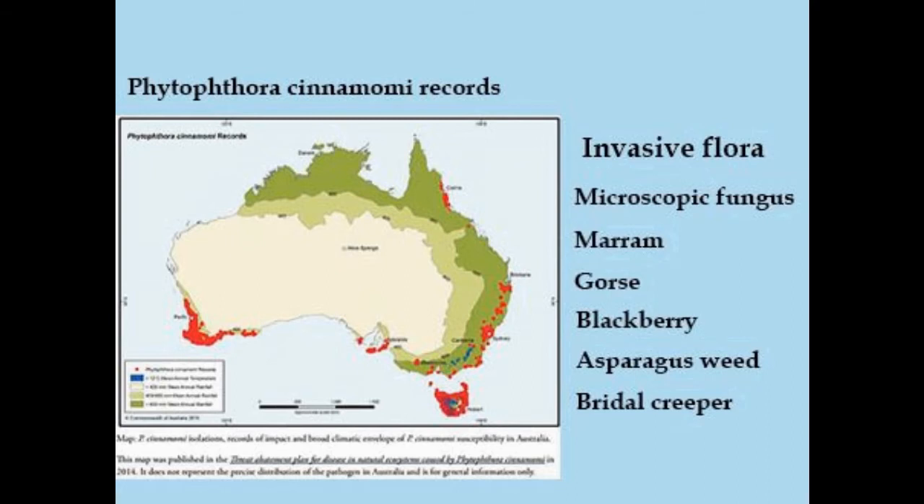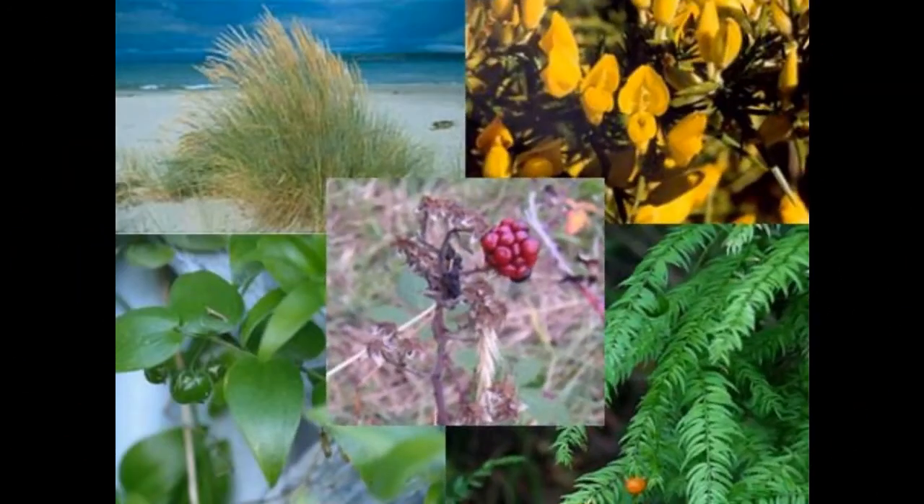Microscopic fungus is identified as a source of disease for many native vegetations. For example, this map shows the distribution of Phytophthora cinnamomi. It lives in the soil and roots of plants, which include sedgeland, heath, open forest, scrub, and disturbed rainforest communities. Once the plants get the disease, they will die back or die in large numbers.